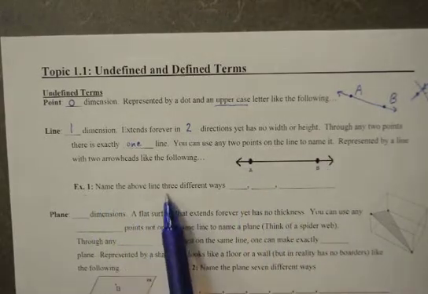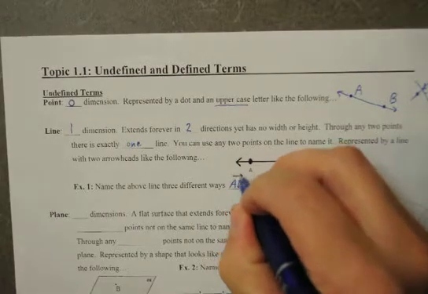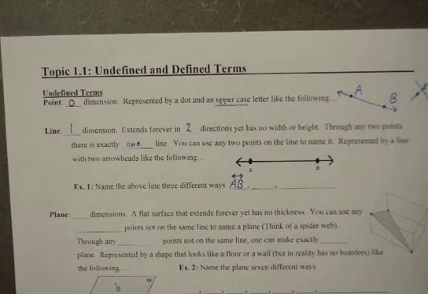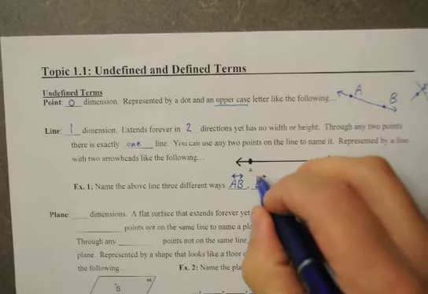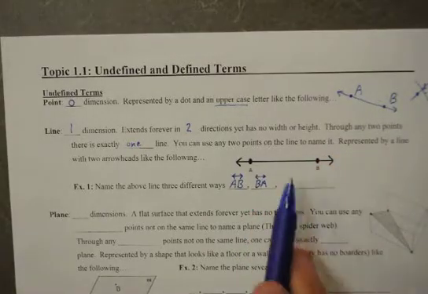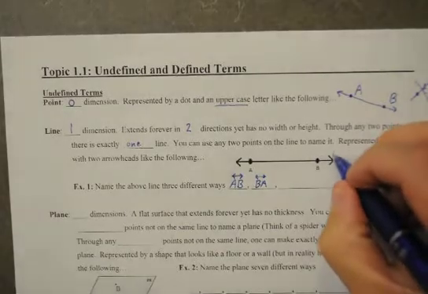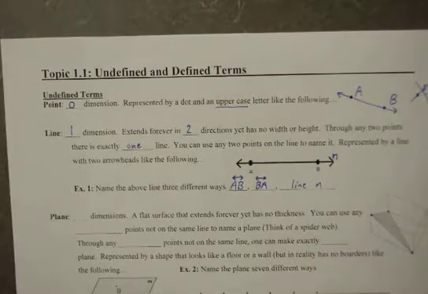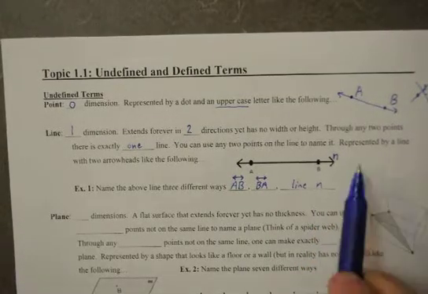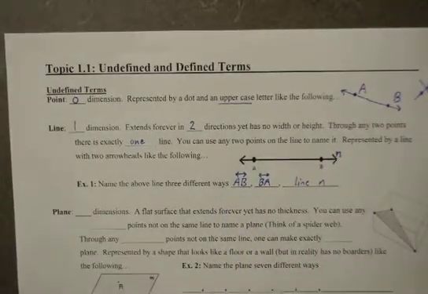So example 1, name the above line 3 different ways. We could call it, that's the way you write that, that's line AB. The order doesn't matter because it's the same line. Line BA is also the same. It doesn't matter which way you wrote that. Or uppercase letter and lowercase letter matters. If there's a little lowercase n up here next to it, you could call it line n. Alright, so there's lots of ways to name things. So look for the lowercase letter, or just find 2 points and you can call it the line.